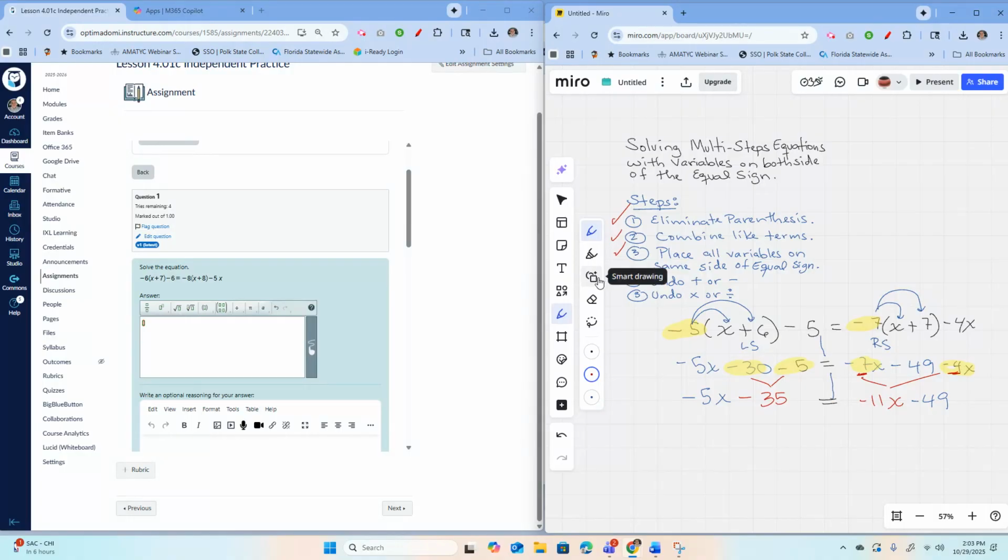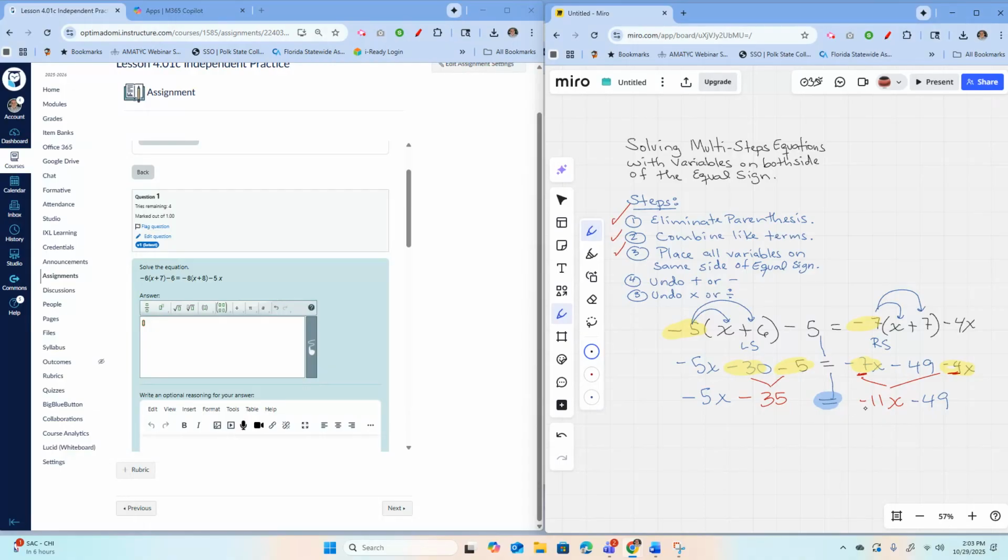Place all variables on the same side of the equal sign. That's your goal. When you're solving an equation, most of the time you want all the variables on the left side and everything else on the right side. So I like the letters on the left side of the equal. And by the way, here is the equal sign. Let me highlight it. I want all the letters on the left side. So I'm going to take the variable that is on the right side, in this case -11x, and I want to get rid of that.